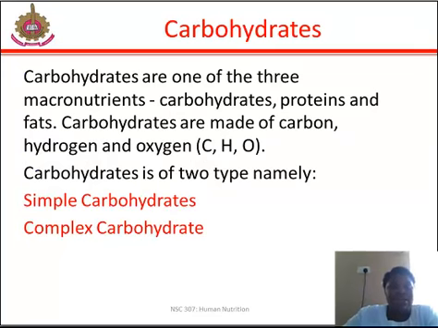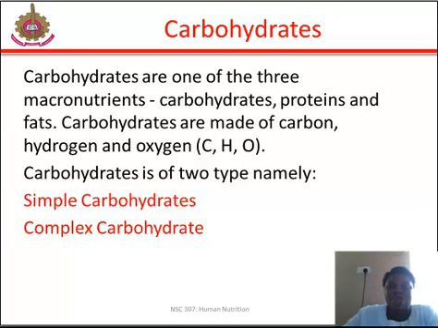Let's look at carbohydrates. Carbohydrates are one of the three macronutrients. The macronutrients, like we have discussed in the previous study sessions, include carbohydrates, proteins, and fats. Carbohydrates are made up of carbon, hydrogen, and oxygen. And carbohydrates are of two types. We have the simple carbohydrates and we have the complex carbohydrates. Glucose is the most abundant type of the simple carbohydrates, which is produced by plants through the process of photosynthesis.